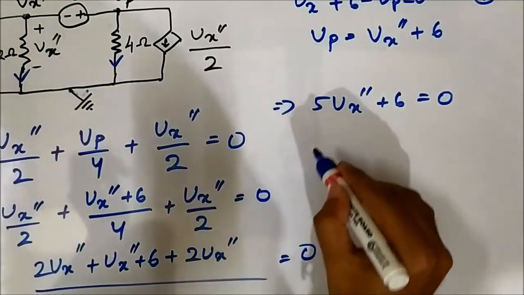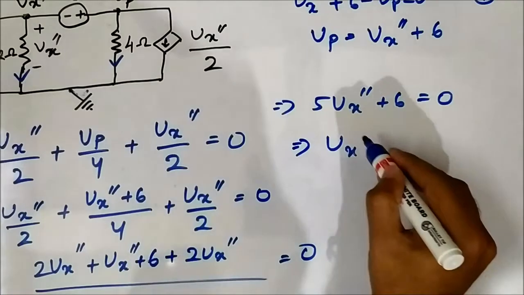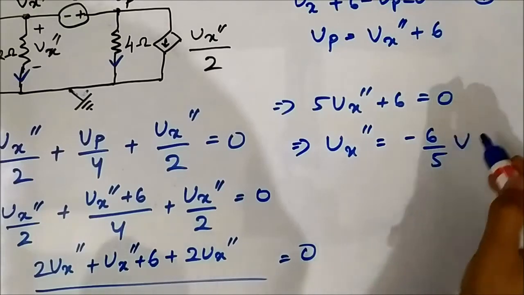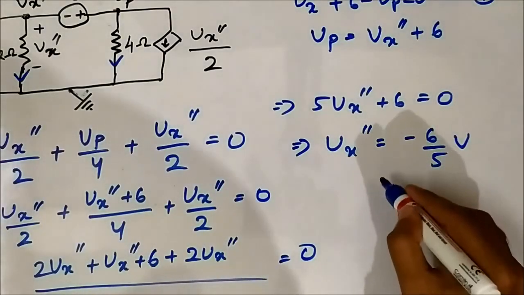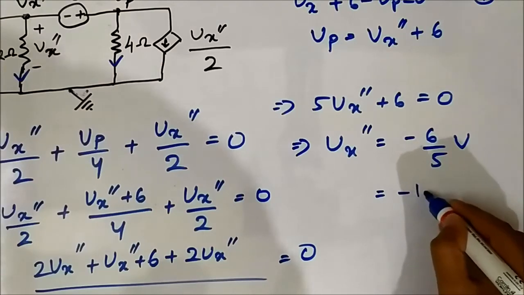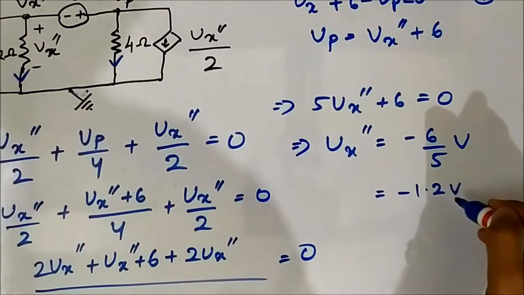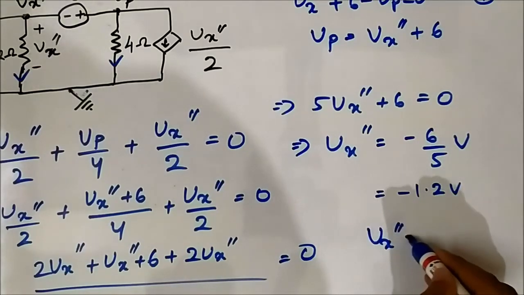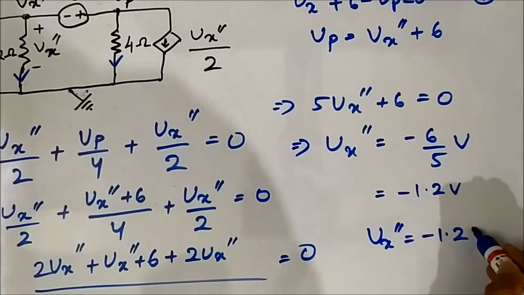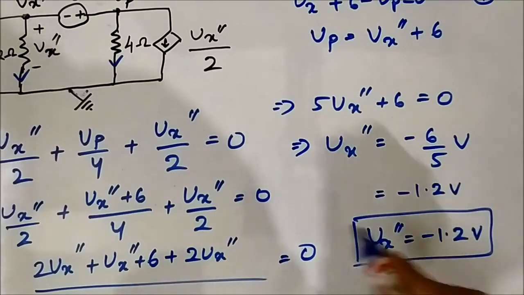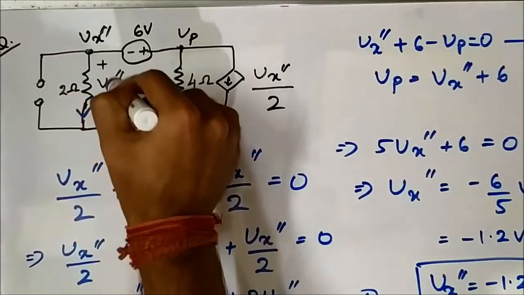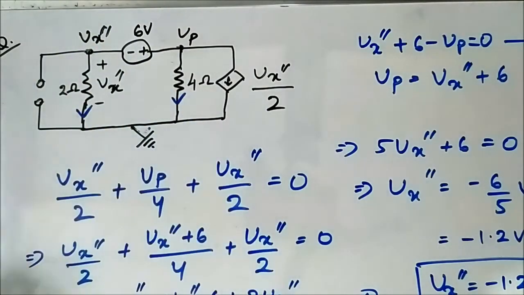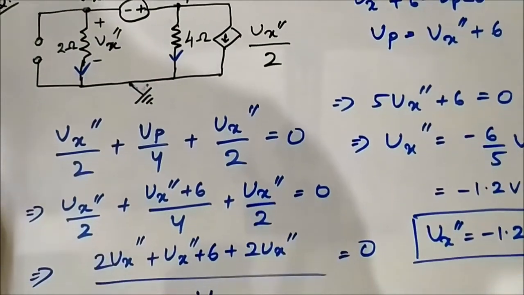Okay, that implies Vx double dash is equal to minus 6 by 5 volt, which is equal to minus 1.2 volt. Vx double dash is equal to minus 1.2 volt. This is the voltage drop across 2 ohm for step 2, considering 6 volt and deactivating the 5 ampere current source.